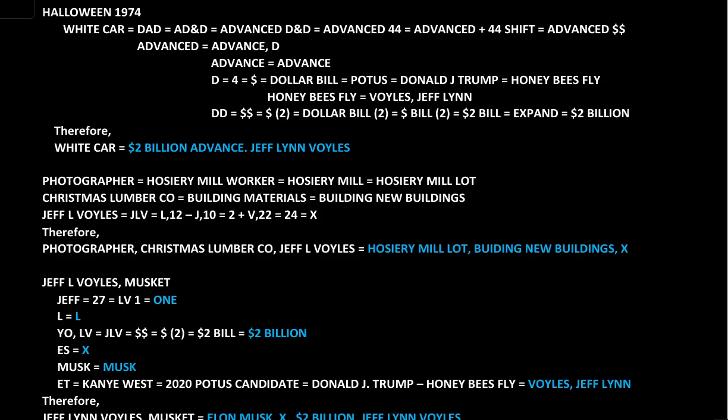Advanced D&D becomes advanced 4-4. Advanced 4-4 becomes advanced $$. Advanced becomes advanced, comma, D. Advanced equals advanced. D equals 4 equals $, equals dollar bill, equals President of the United States.